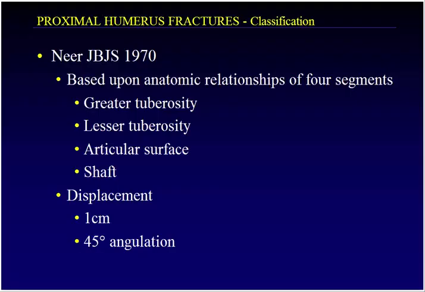The Neer classification of proximal humerus fractures was described in 1970 and was really one of the first classification schemes that we had in orthopedics, and it's based upon the anatomic relationship of four segments of the proximal humerus: the greater tuberosity, the lesser tuberosity, the articular surface or the head fragment, and then the shaft of the proximal humerus. And a piece is considered to be a fracture part, if you will, if it's displaced greater than 1 centimeter or angulated greater than 45 degrees.